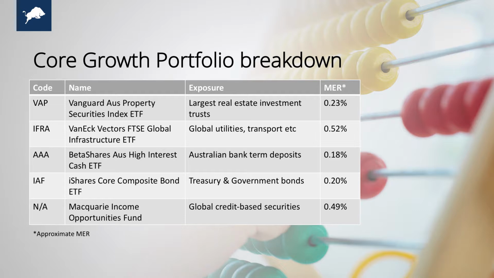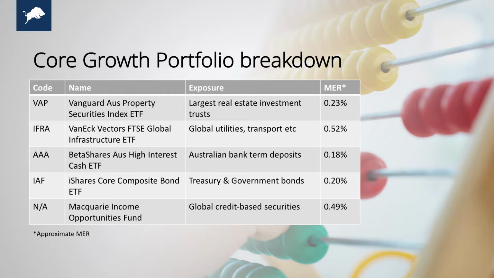Now this can be a decent alternative to term deposits for people, because to get out of this, you just need to sell out. You don't need to break anything. Now, iShares Core Bond ETF is what we use for our exposure to Treasury and government bonds.